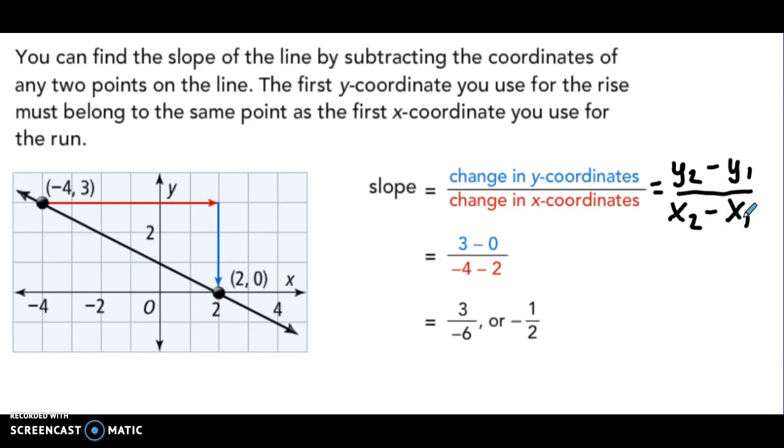And if you notice here, we can label our ordered pairs as y2 and y1, meaning this would be our y1 and this would be our y2, and then our x1 would be up here and our x2 would be down here. We'll take a look at a few examples to see how this is applied.